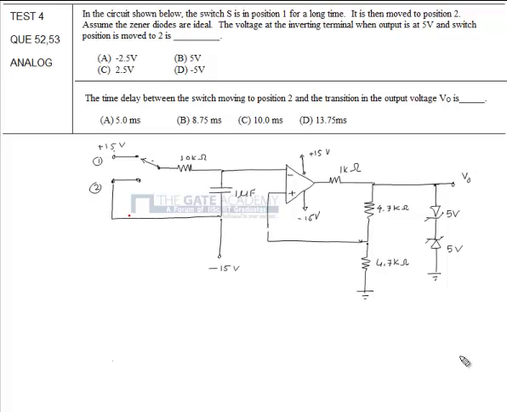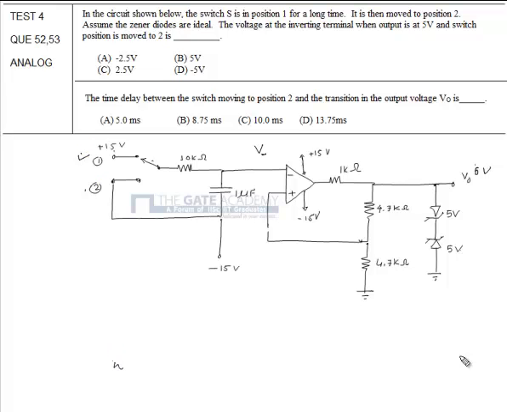Test for question 52 and 53. The circuit shows that the switch S is in position 1 for a long time and now it is moved to position 2. Zener diodes are ideal, and what will be the voltage at inverting terminal V negative when the output is at 5 volt and switch has just moved to position 2. So now let us find out this condition.